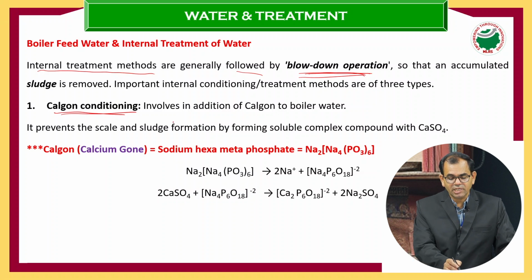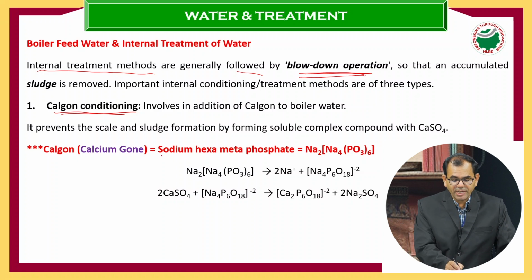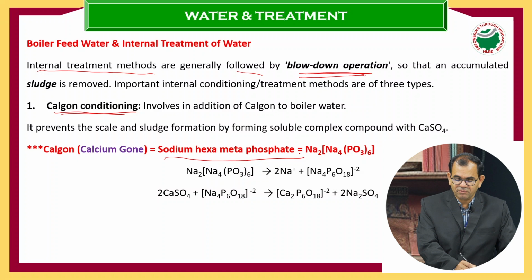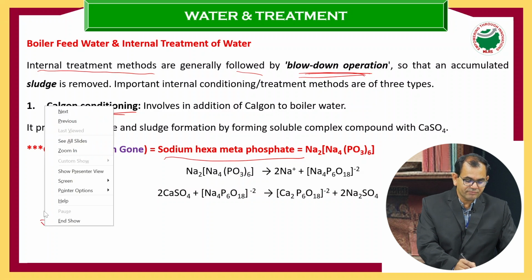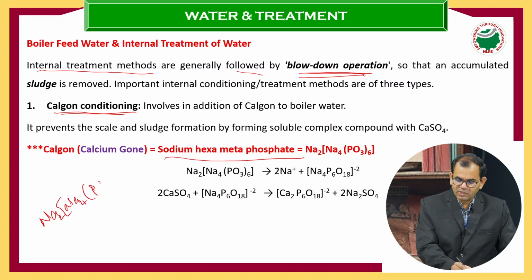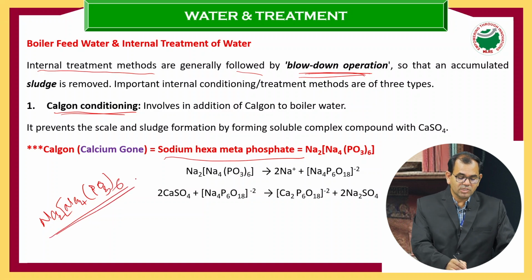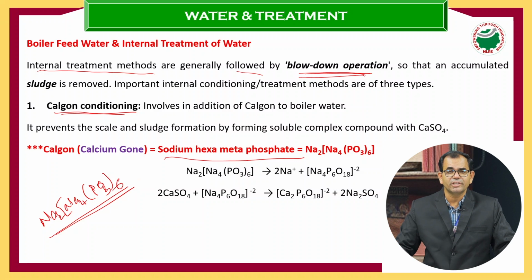Calgon conditioning involves the addition of Calgon to the boiler water. What is Calgon first of all? Calgon is nothing but sodium hexametaphosphate. We can see the formula here, Na4, sorry, Na6(PO3)6. This is sodium hexametaphosphate. So there are 6 phosphate groups and 6 sodium groups.